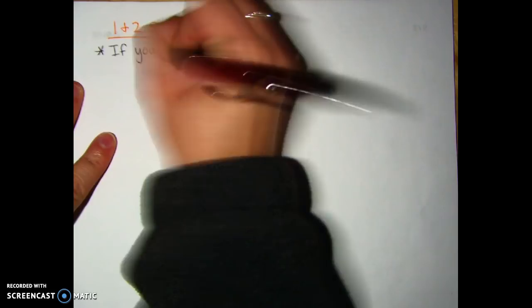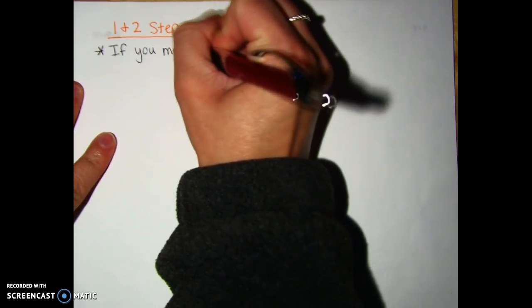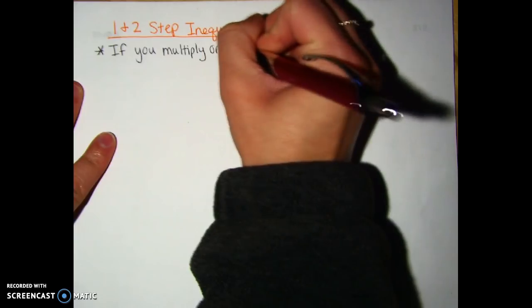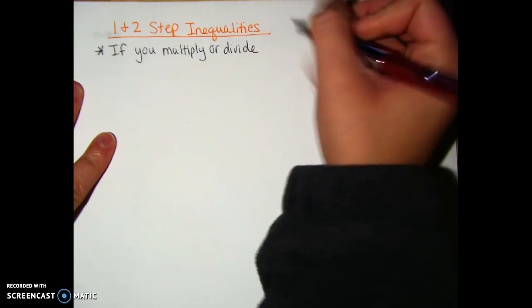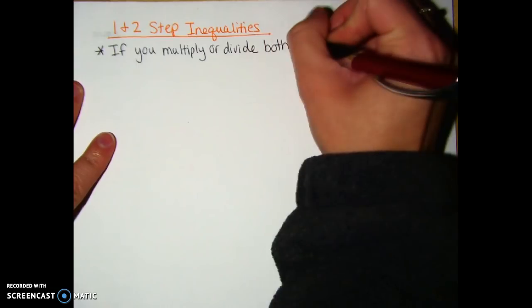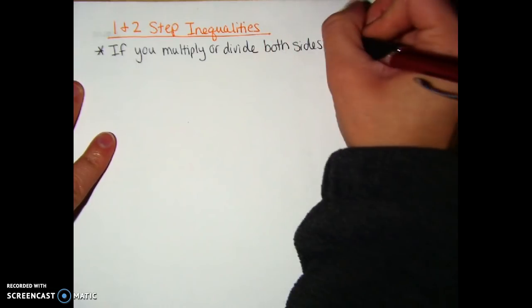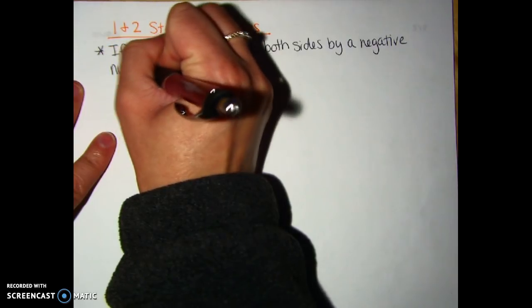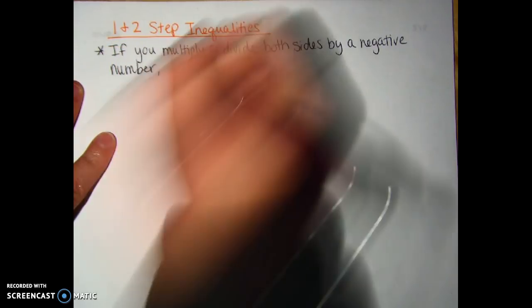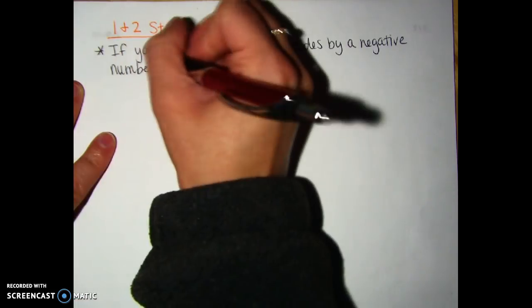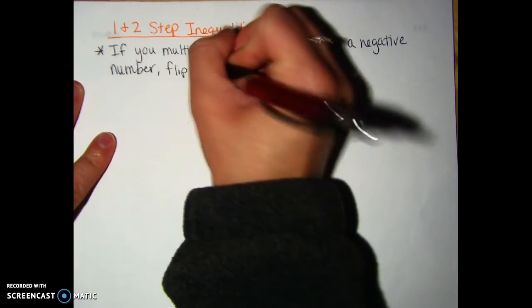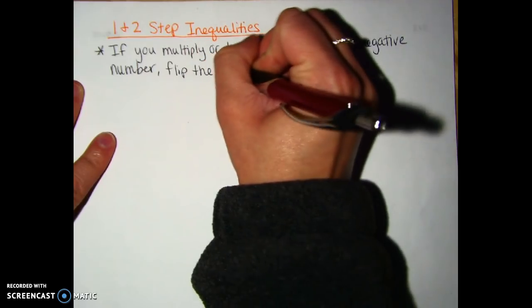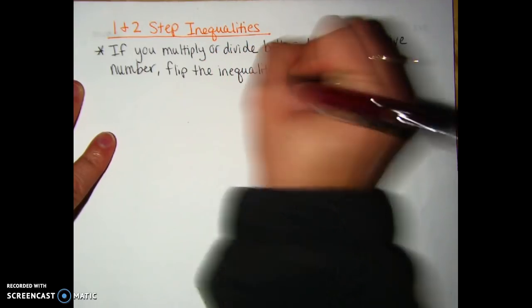If you multiply or divide both sides by a negative number, you will have to flip the inequality sign. So flip the inequality sign.